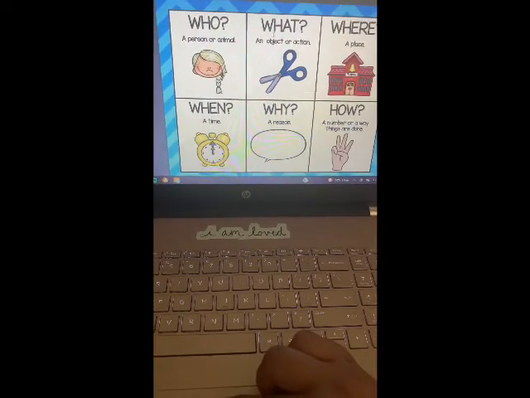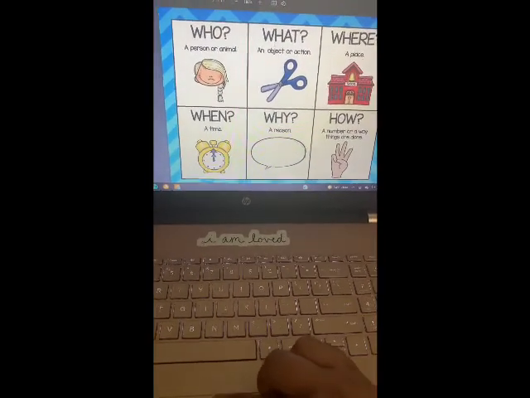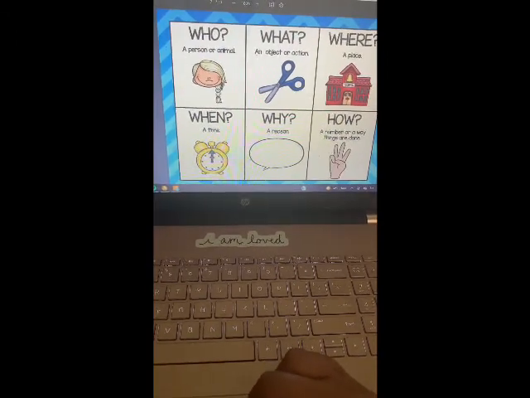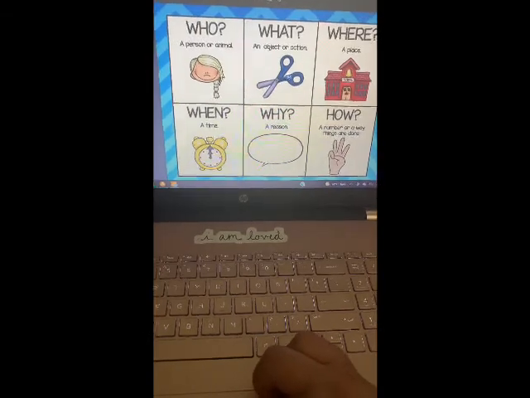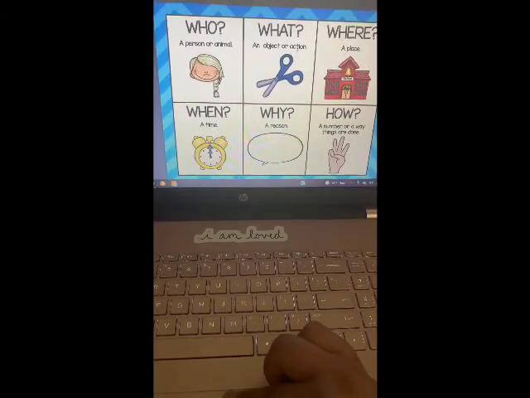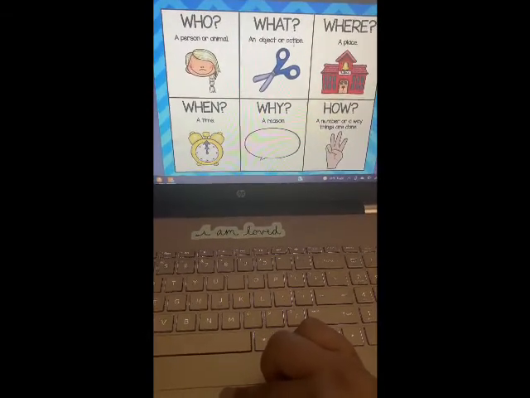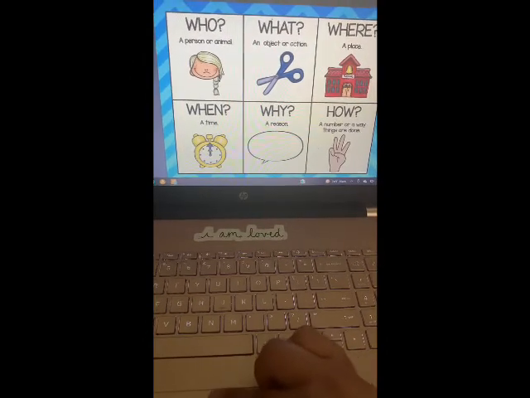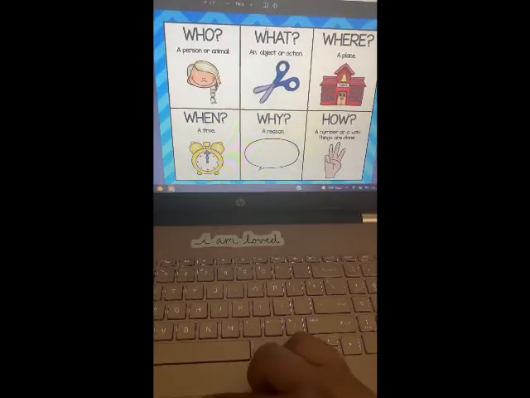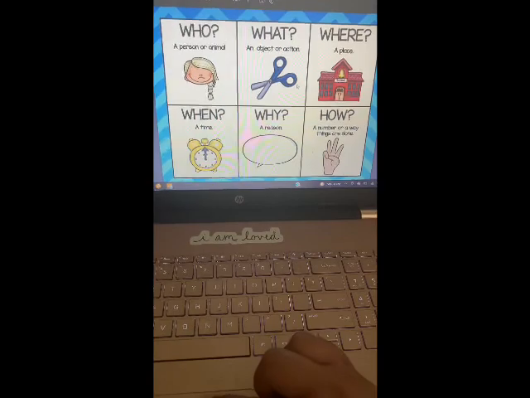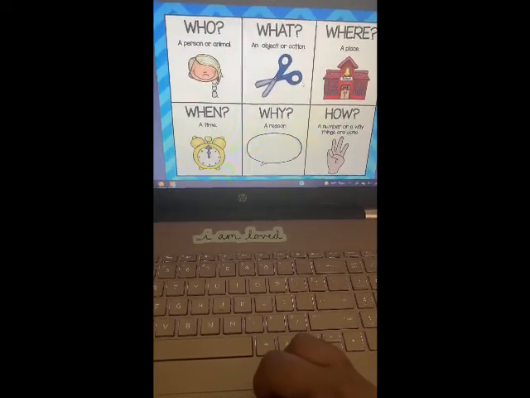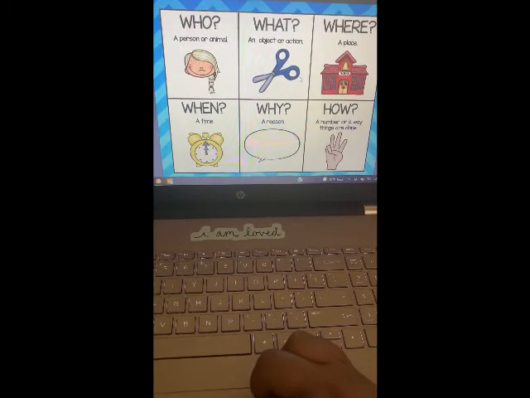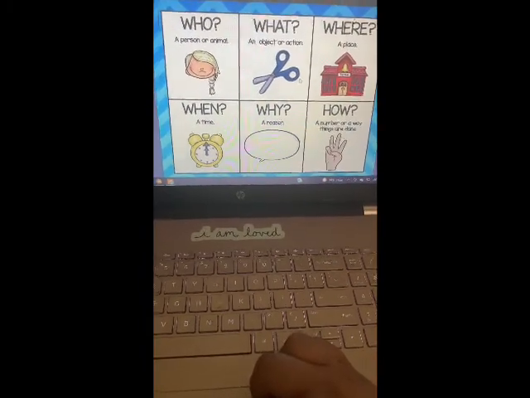Now, another one is what. When they're asking what, they're usually talking about an object, like scissors, or an action, maybe like laughing or talking. So we might say, what did you do first at school today? So maybe you logged onto your computer. That is what you did first at school today.